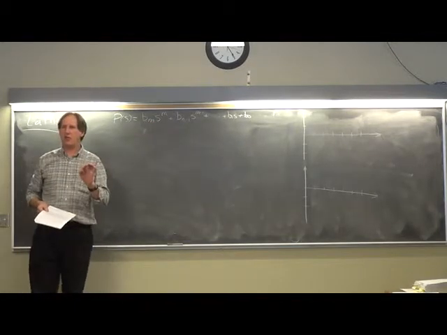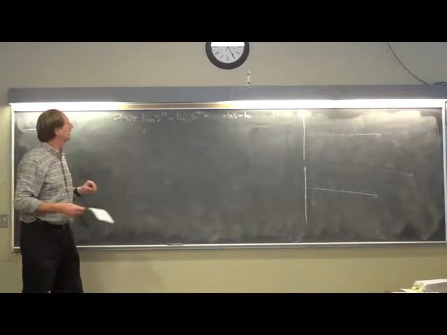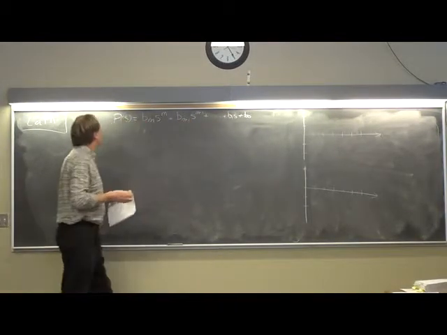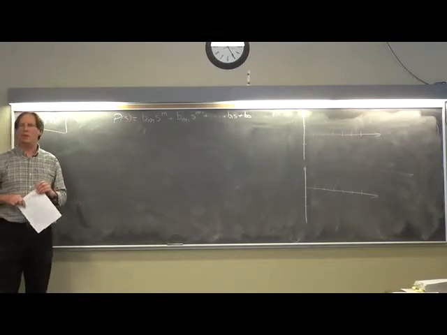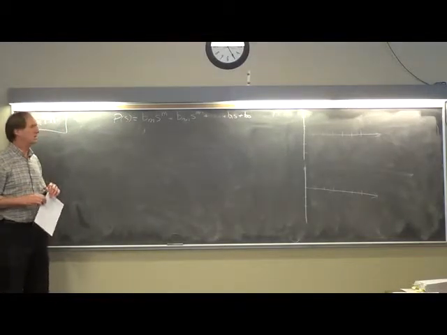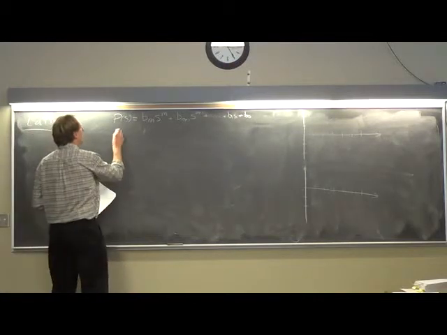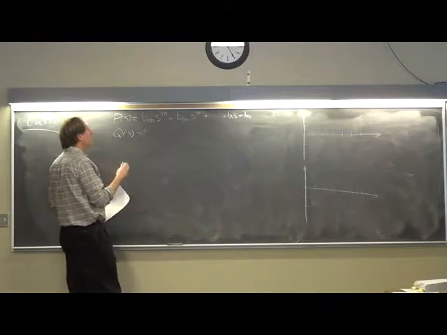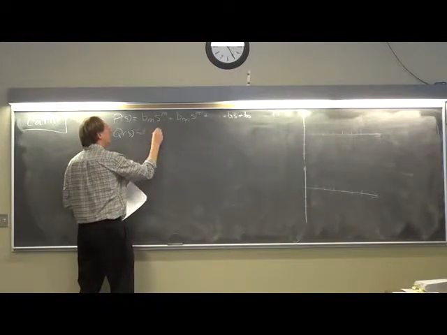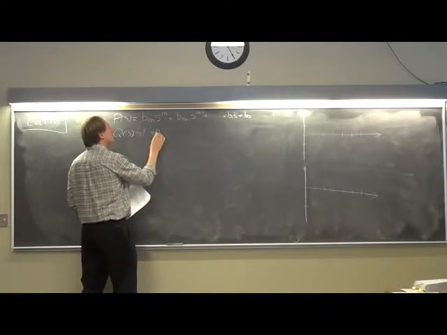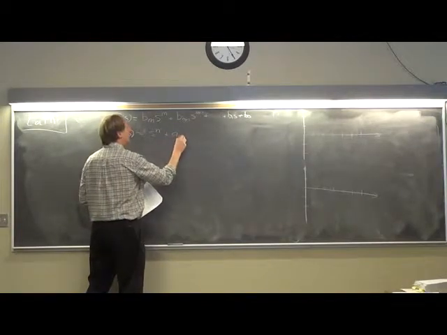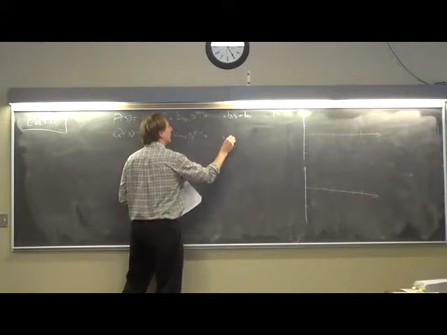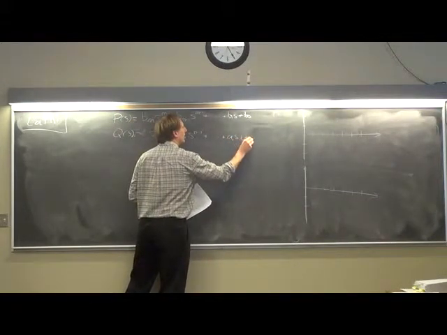P is an m-order polynomial in general. We usually use the n for the denominator. Q is going to be an nth order polynomial: s to the n plus a_(n-1) s to the n minus 1, plus dot dot dot plus a1 s plus a0.